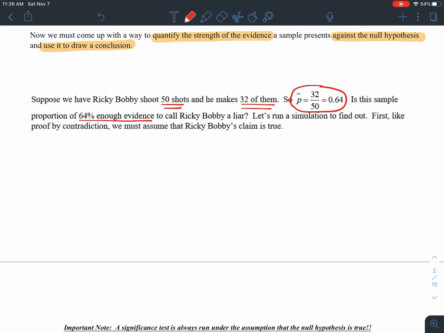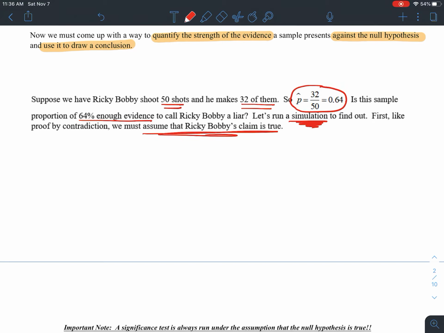Okay, so here's what we're going to do. We're going to run a simulation, and we're going to run it under the assumption that what Ricky Bobby is telling us is true. I'll lay out how this would be done, and we have a dot plot already on the next page that we can look at.